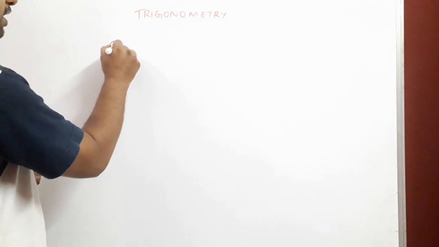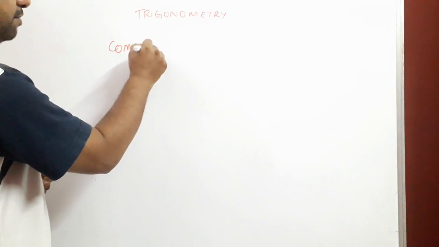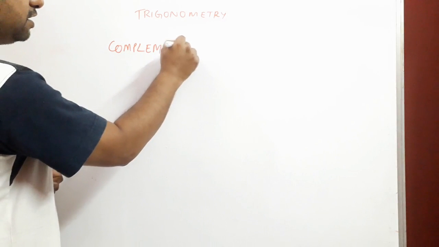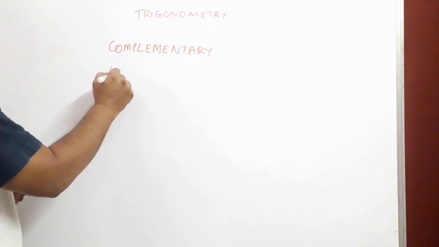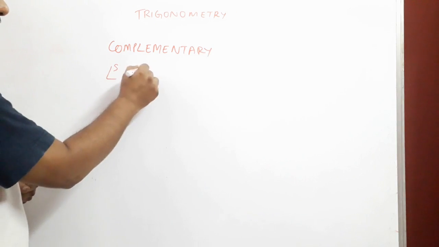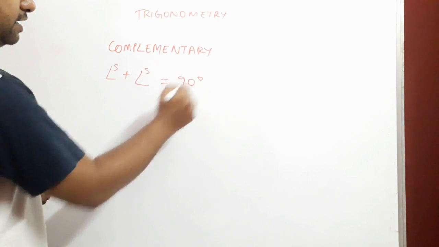Hello students, in this video we will learn about complementary angles. When it comes to trigonometry, we know we need to learn what complementary angles are. First, what are complementary angles? We may have learnt earlier what complementary angles are. Complementary angles are those angles whose sum makes up 90 degrees.